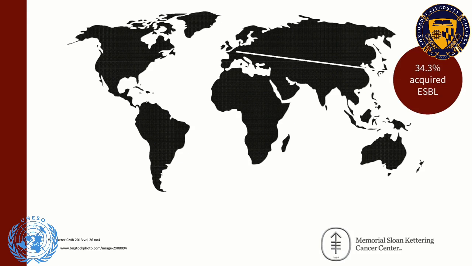Identifying areas with high rates of ESBL Enterobacteriaceae is important in assessing the risk for the spread of antimicrobial resistance by international travelers. In one study from the Netherlands, 34.3% of travelers who were initially ESBL negative acquired ESBL Enterobacteriaceae during international travel, particularly when they traveled to areas of high endemicity.